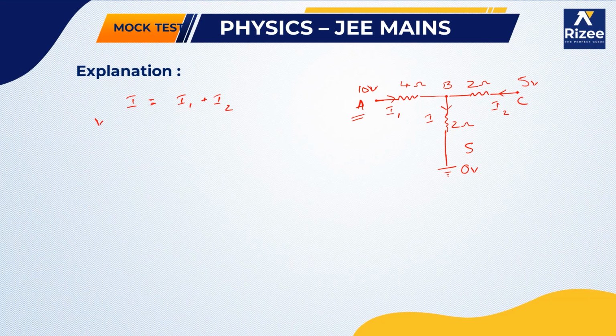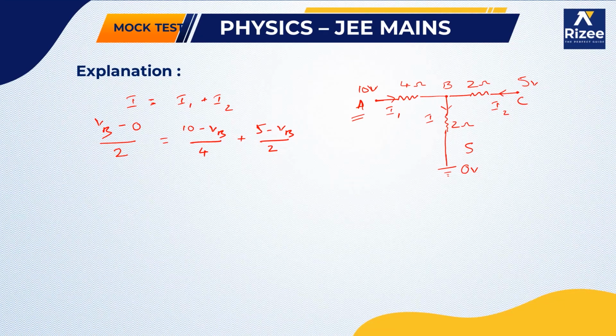That is the potential at the point B minus 0 volts, the potential difference across B and earth, divided by the resistance, which is 2 ohms. This is equal to current I1, that is the potential difference across A and B, which is 10 minus VB, divided by 4 ohms, plus the potential difference across the BC branch, which is 5 minus VB divided by 2 ohms.